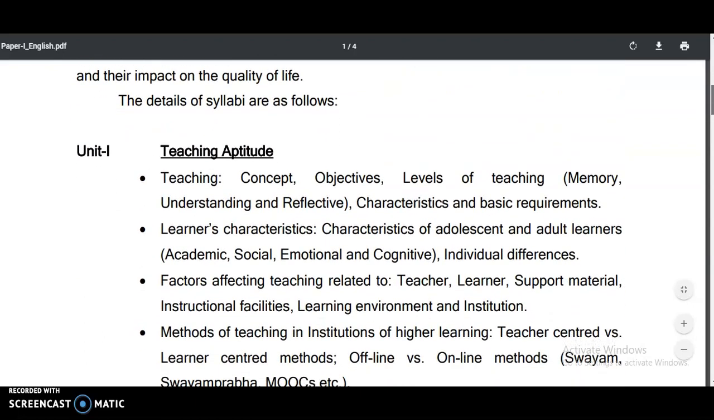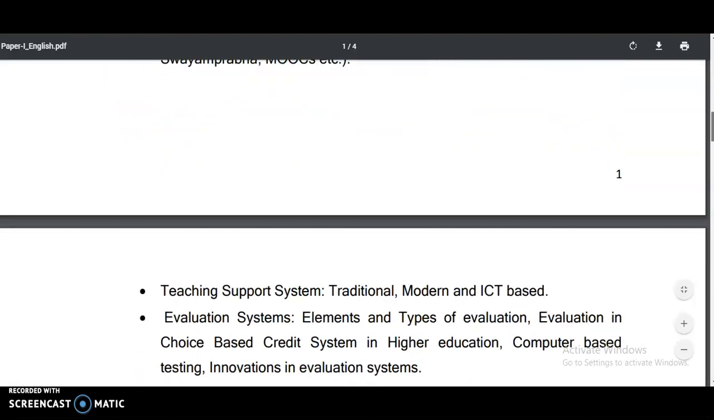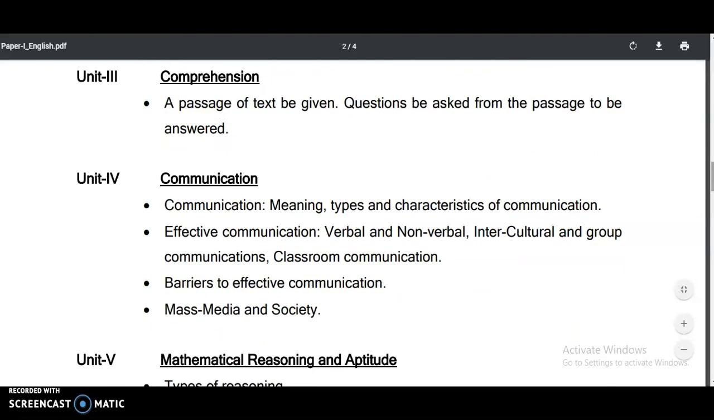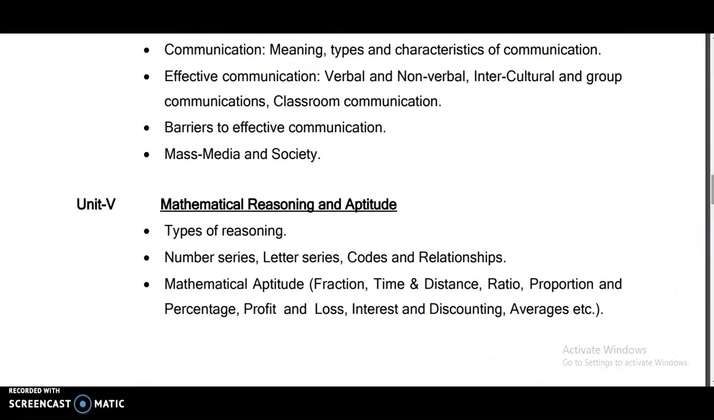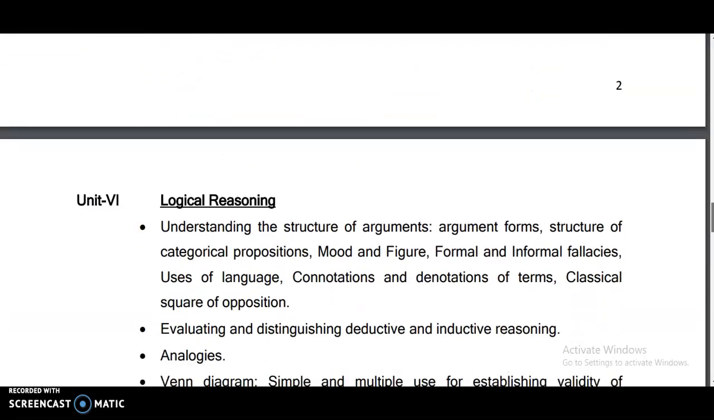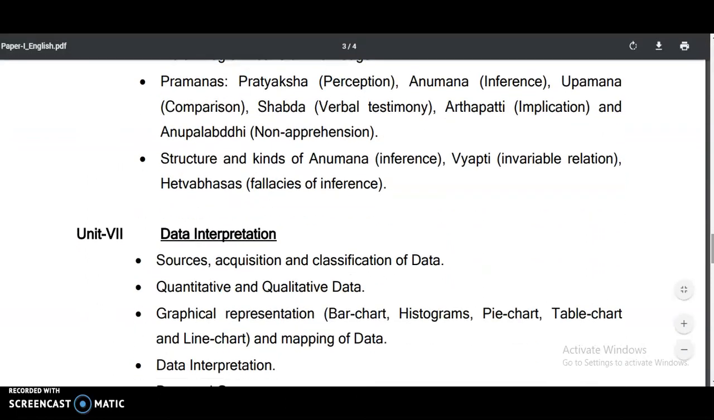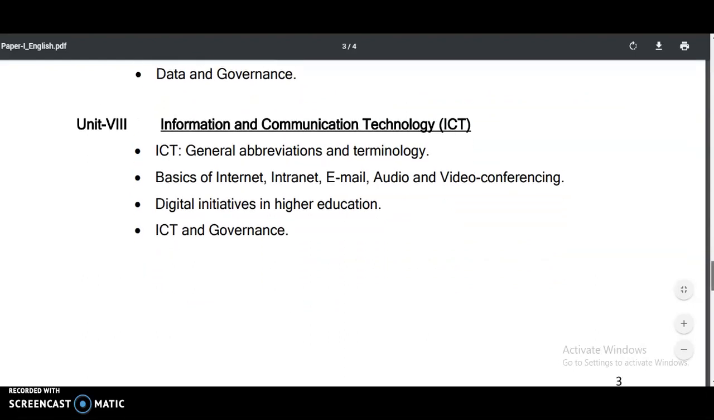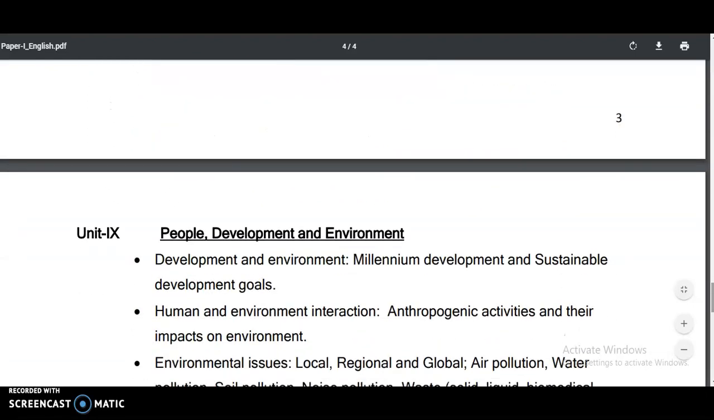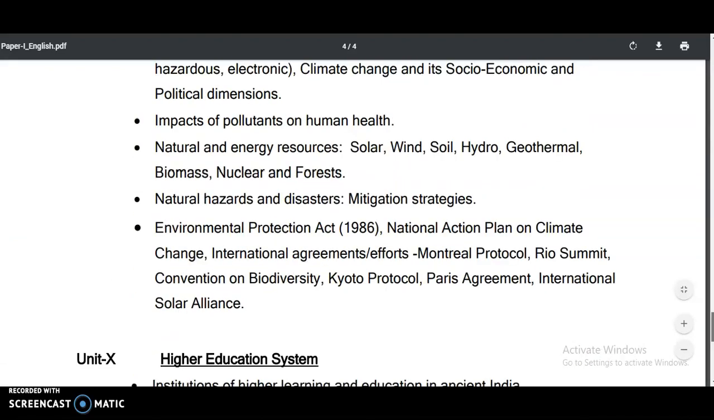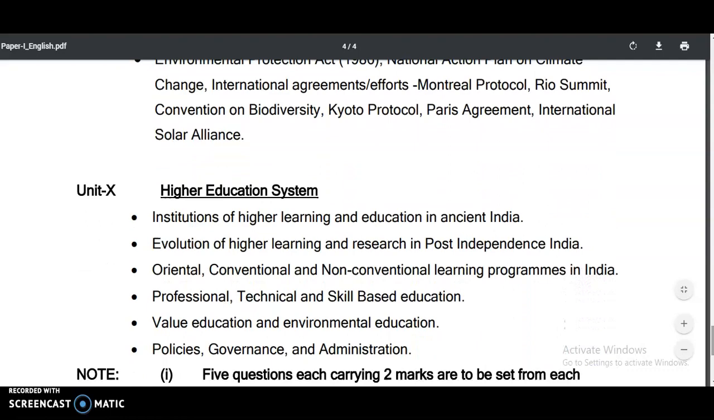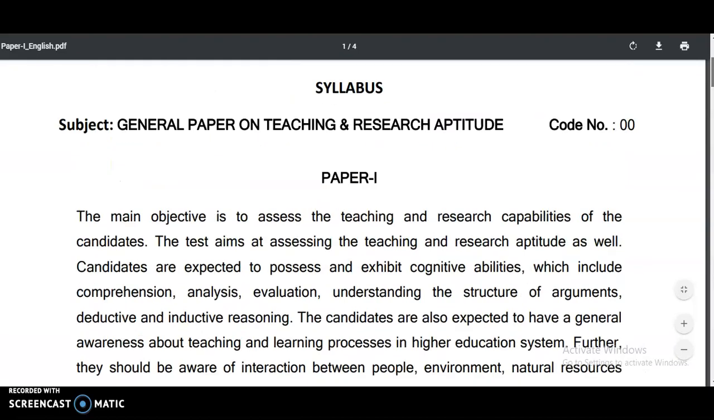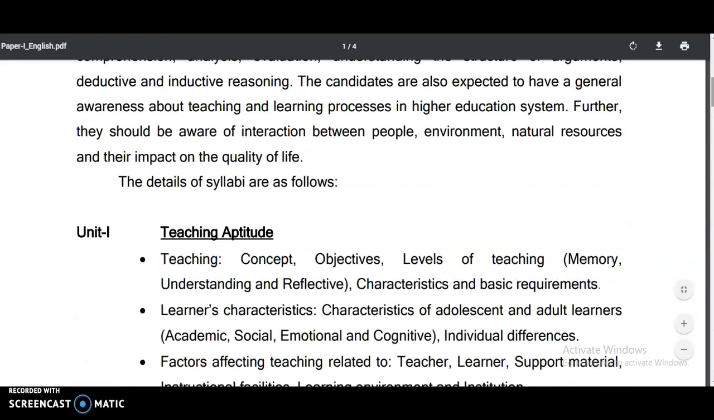Out of the 10 units, the first unit is teaching aptitude, and the second unit is research aptitude, and the third one is comprehension, that is reading comprehension, and the fourth one is communication, the fifth one is mathematical reasoning and aptitude, the sixth one is logical reasoning, the seventh one is data interpretation, the eighth one is information and communication technology, simply called ICT, the ninth one is people, development and environment, and the last unit, that is the 10th one, is the higher education system. So in total, these are the 10 different units provided in the syllabus of Paper 1 of UGC NET.